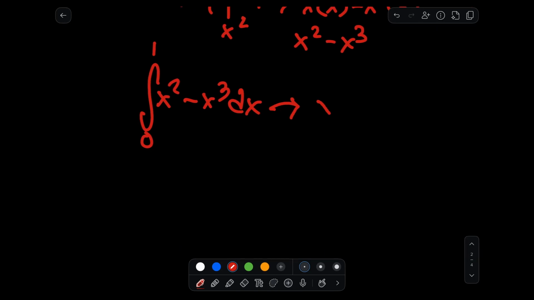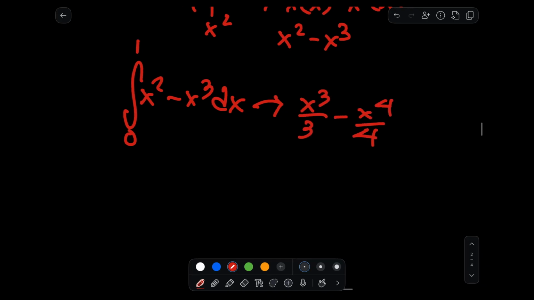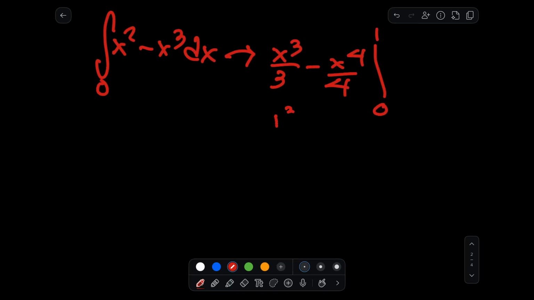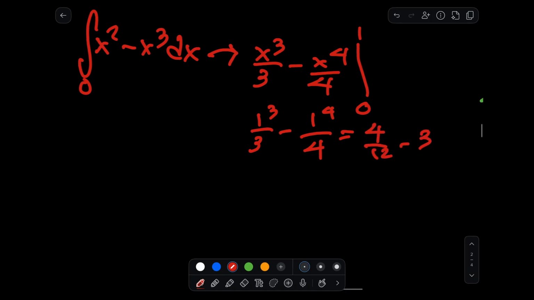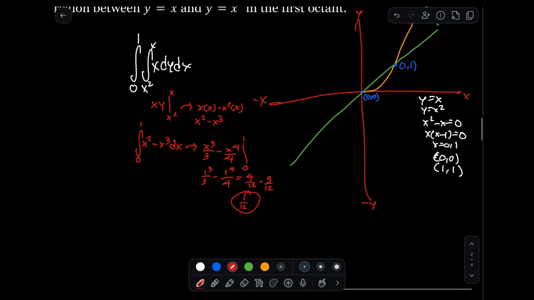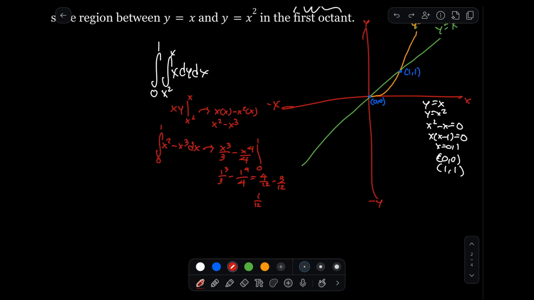And this becomes x cubed over 3 minus x to the 4th over 4, evaluated from 0 to 1. And then we get 1 cubed over 3 minus 1 raised to the 4th over 4. We get 4 over 12, I think. Yeah, 4 over 12 minus 3 over 12. We get 1/12 as our answer. Pretty cool.